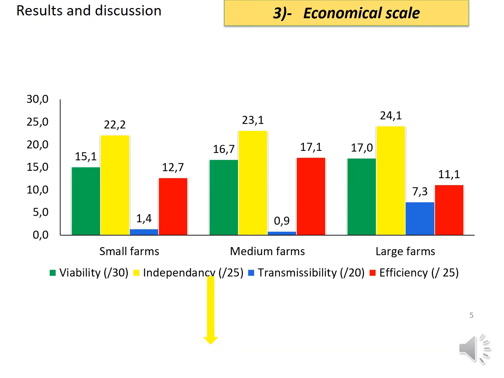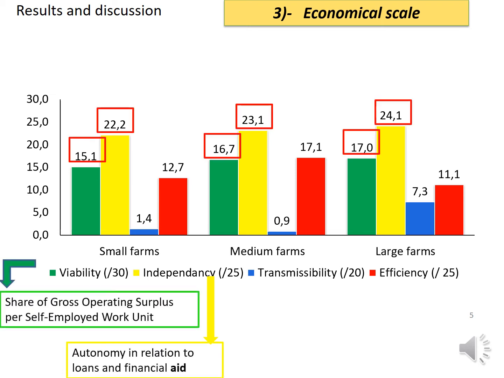Now let's move to the third scale, which is economical scale. The economical scale is composed of these four components: viability, independency, transmissibility, and efficiency. The economical viability component expresses the economic efficiency in managing the income.